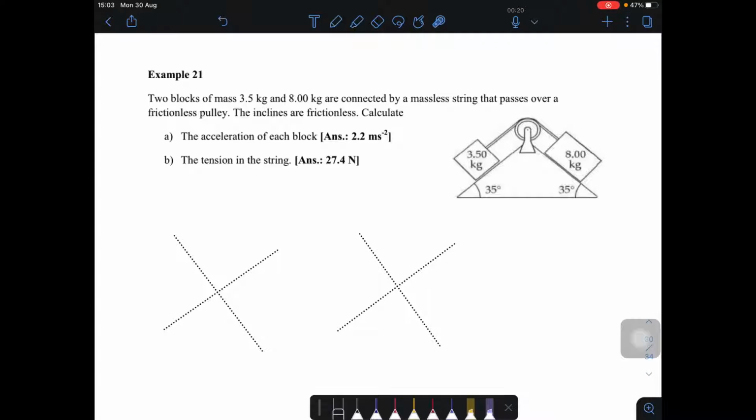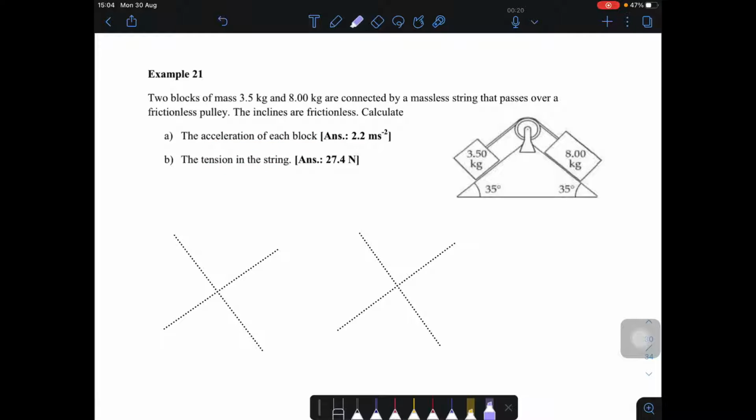Okay, the next one, example 21. Two blocks of mass 3.5 kg and 8 kg are connected by a massless string that passes over a frictionless pulley. The inclines are frictionless. Calculate the acceleration of each block and the tension in the string.